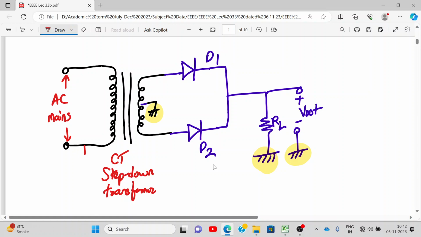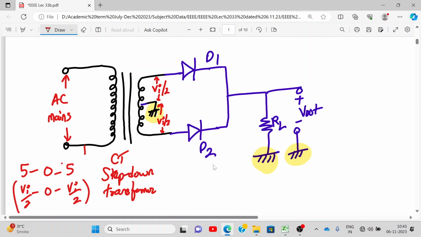Okay. What is this voltage over here? As I've told you earlier, this voltage is VI by 2, and this voltage is VI by 2. So if VI by 2 is, let's say, 5, what is the meaning? This is VI by 2, 0, VI by 2. That's the meaning of it. Okay. Now, what happens during the positive half cycle? Tell me.